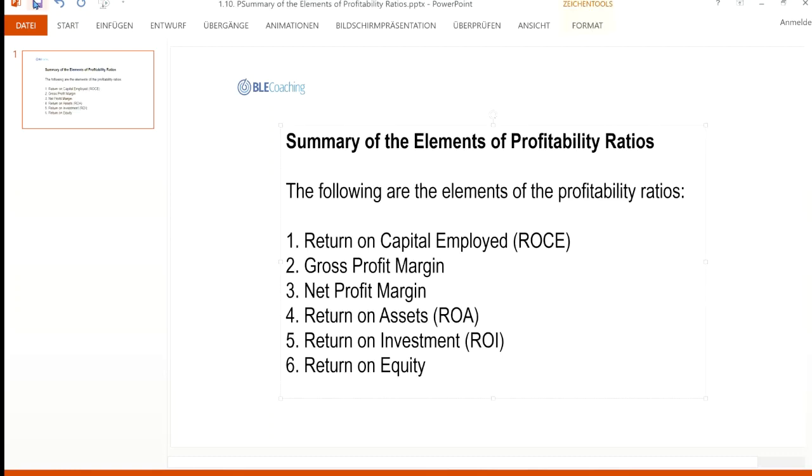So I've pulled together a summary of the elements of profitability ratios. So number one is return on capital employed, gross profit margin, net profit margin, return on assets, return on investment, and return on equity or return on shares. So we've come to the end of the profitability ratios.